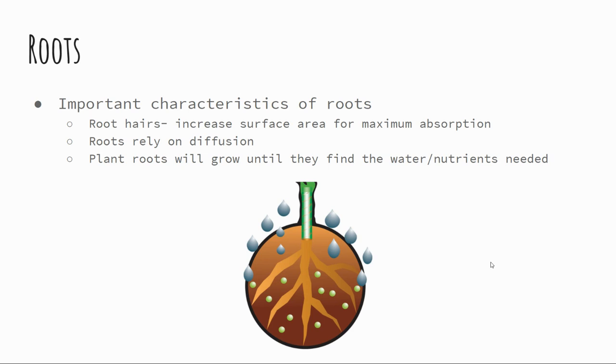Okay, so remember we talked about root hairs, how it increases the root's surface area, which is going to maximize the area in which it can absorb water and nutrients. So roots are going to rely on diffusion. That's another term from biology or ag bio that we talked about. It's a passive form of transportation of materials or nutrients, and we're going to talk about that more here in just a minute.